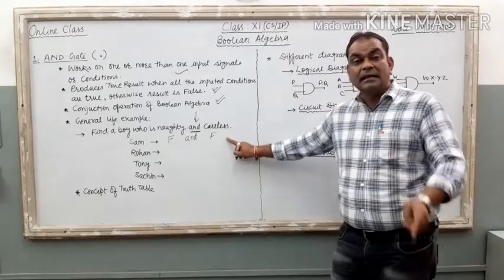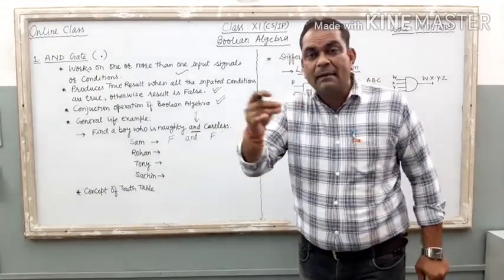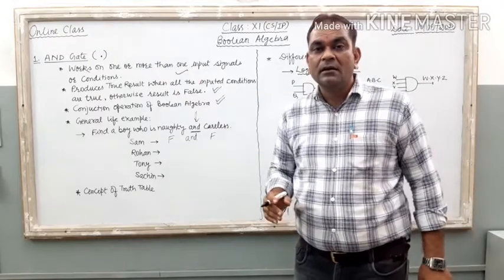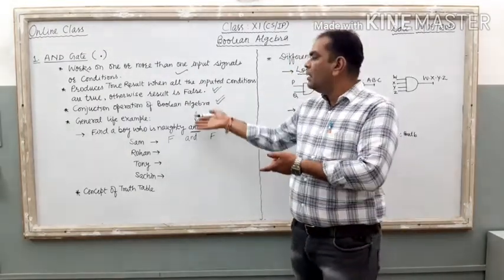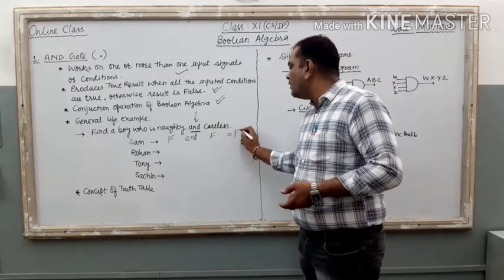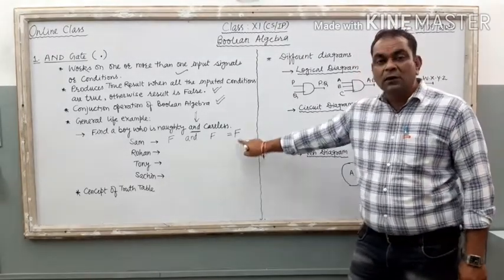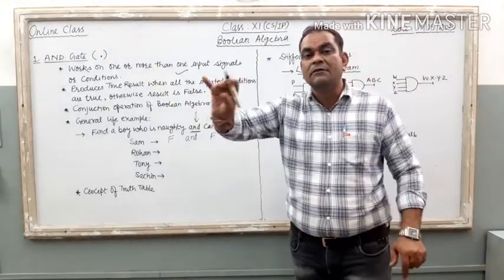Second condition careless, it is also false for Sam. So can you filter Sam from these among students? We cannot filter because Sam is not going to satisfy our condition. So overall Sam is not filtered. Overall result is false. We cannot take Sam out of these 50 students.